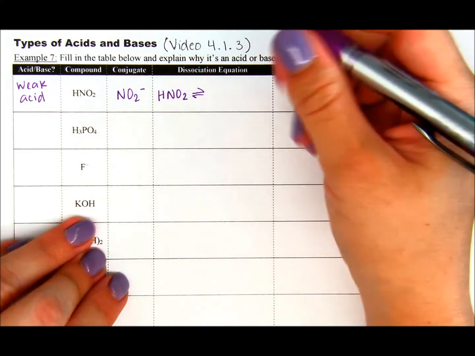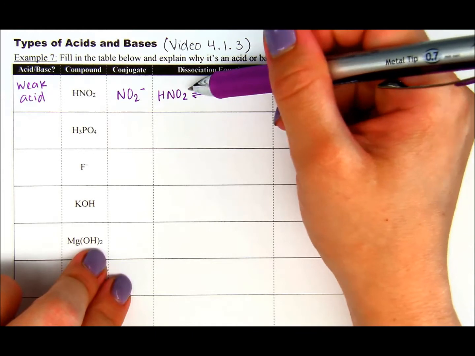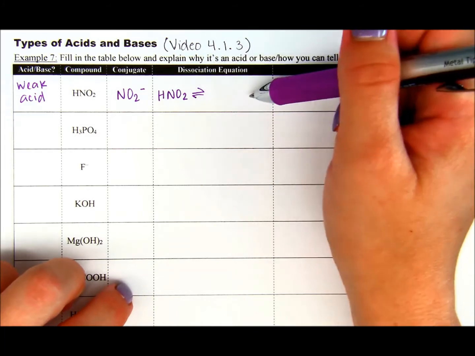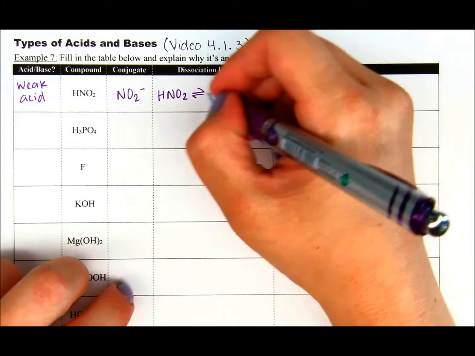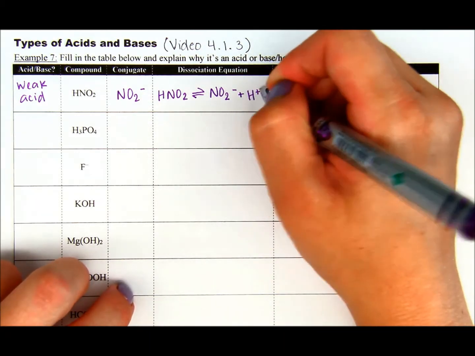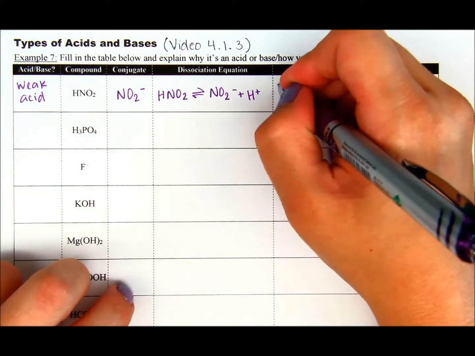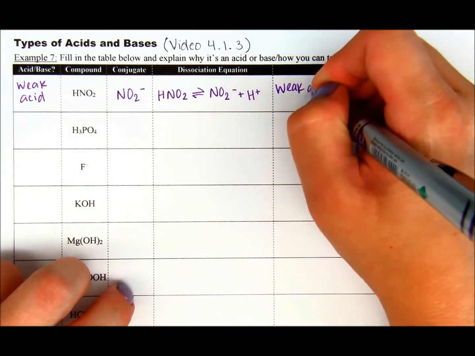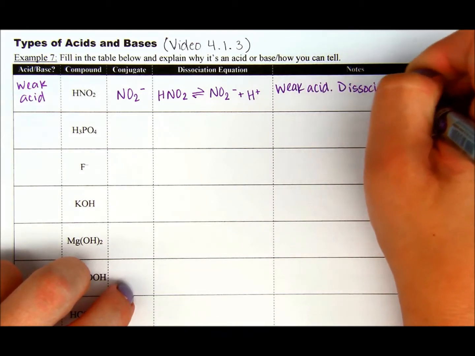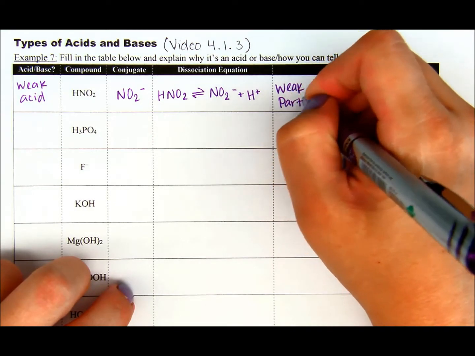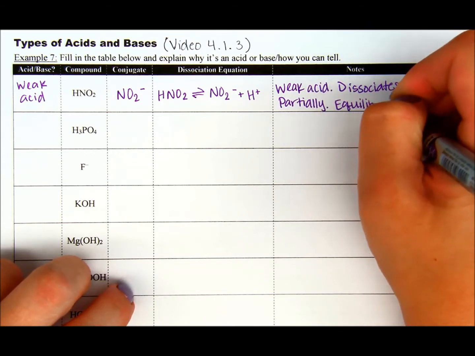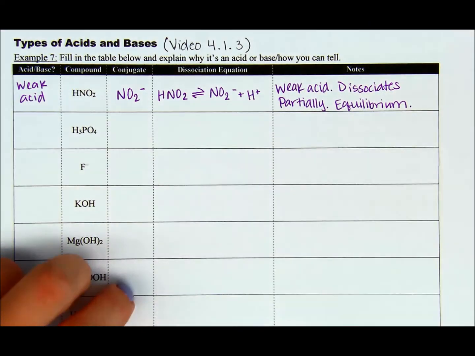Now we're going to draw our arrow going in both directions, our equilibrium arrow, anytime we have a weak acid or a weak base, because when you have a weak acid or a weak base, it doesn't dissociate completely, it goes back and forth in equilibrium. So here, this dissociates into NO2 minus and H plus, and there's the H plus it gives off. So our notes about this one: it's a weak acid, it dissociates partially, and it's in equilibrium, which is why we had to draw that double-sided arrow.